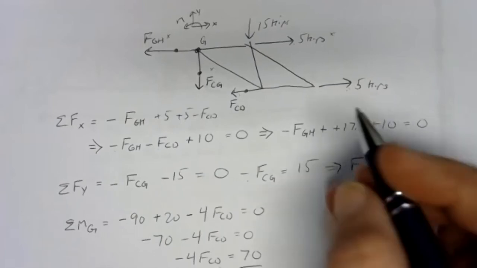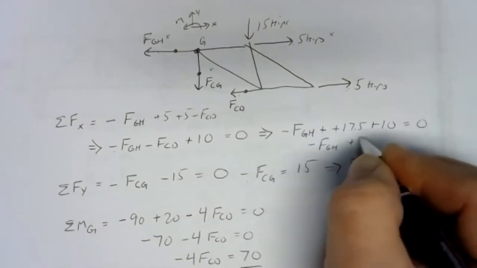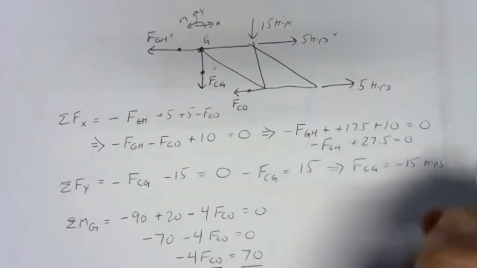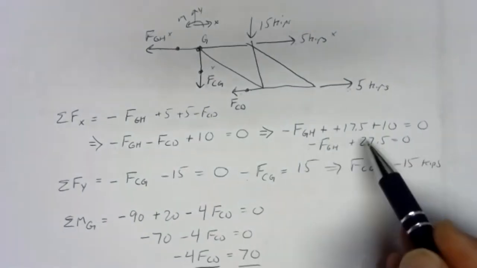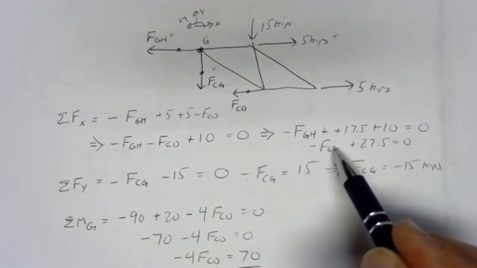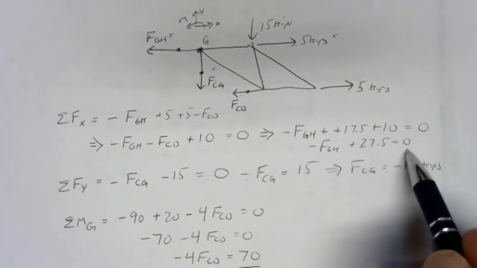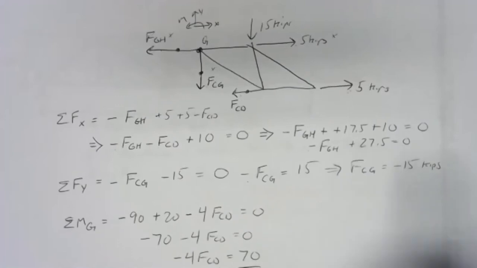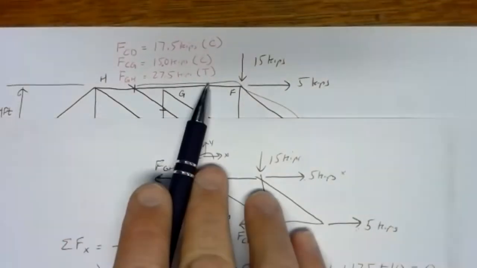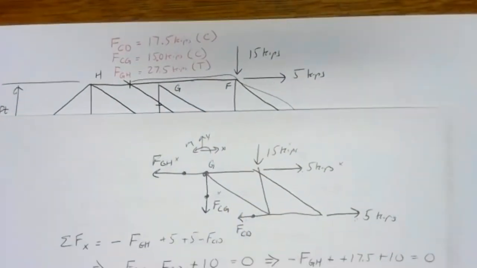So now we've got negative FGH plus 27.5 equals 0. So negative of something plus 27.5 equals 0, that something's got to be a positive 27.5. And you could see that if you add FGH to both sides. So FGH comes out positive 27.5, and positive results mean tension. So 27.5 kips of tension.